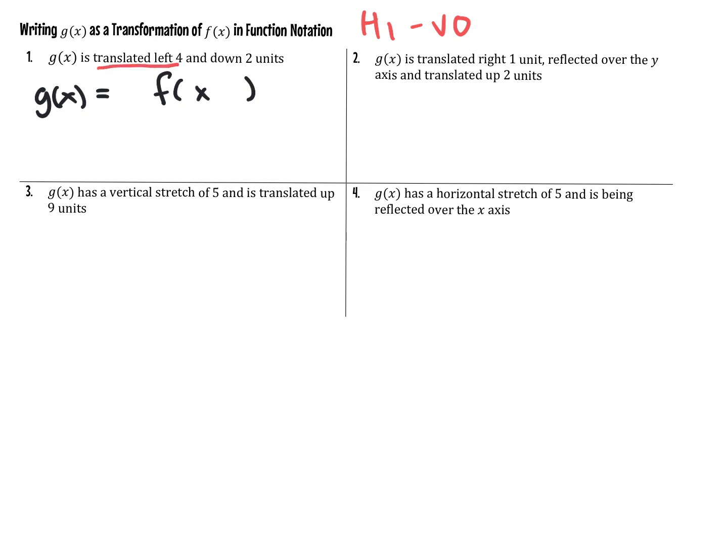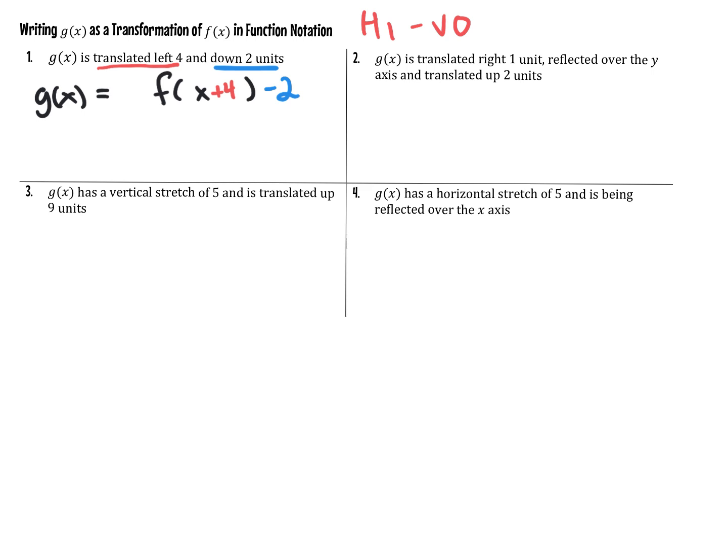Now horizontal happens inside, and it's the opposite of what you think it should be. So inside, left 4 means plus 4. Then down 2. Vertical happens on the outside, and it is what you think it should be. So I'm taking f of x, and I'm saying to get g, I plug in x plus 4 everywhere there's an x, and I subtract 2. This is the function notation description of the transformation.